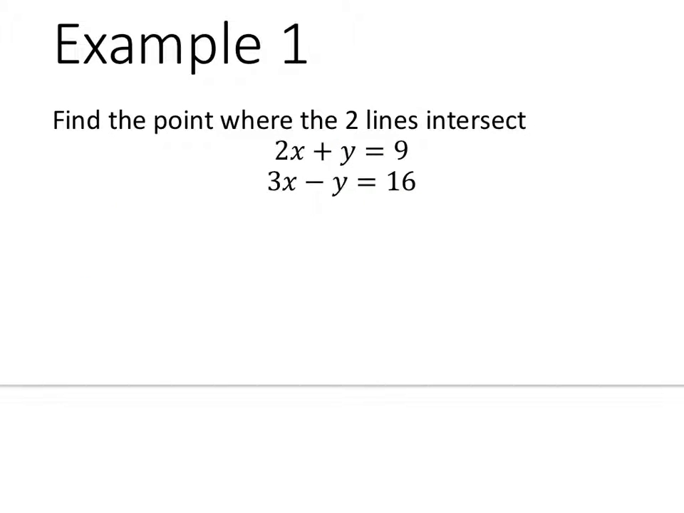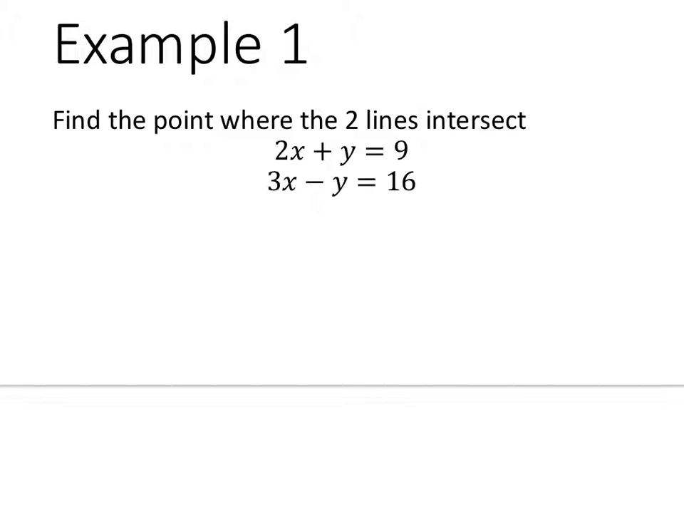There's two examples that we're going to go through. This first one asks you to find the point where the two lines intersect. It's just another way of asking, solve the system of equations. So when I go through this, I'm going to look. I have 2x plus y equals 9 and 3x minus y equals 16. So I need to see if either of these variables will cancel itself out when I add this together.